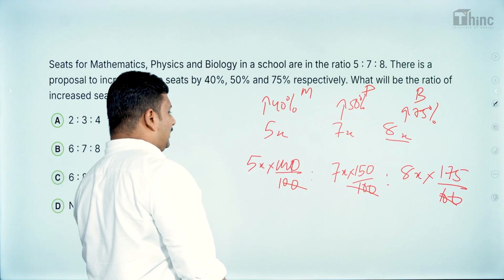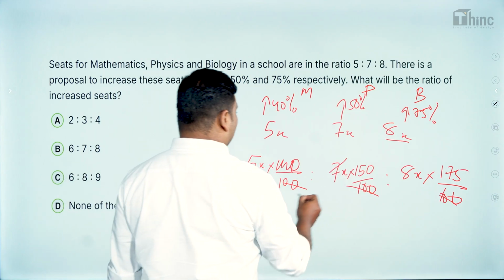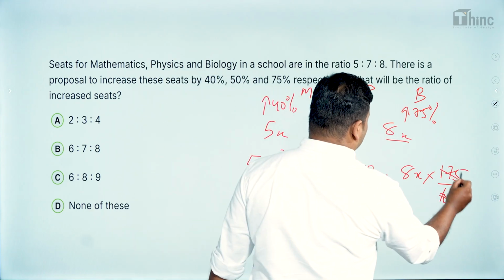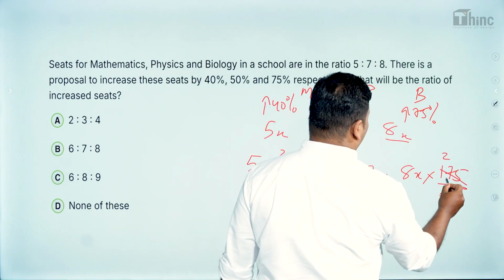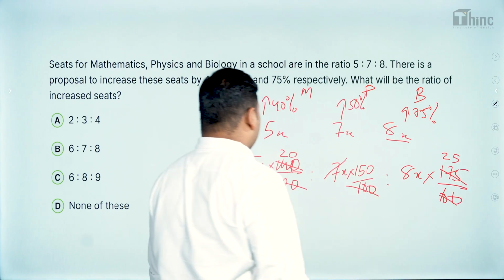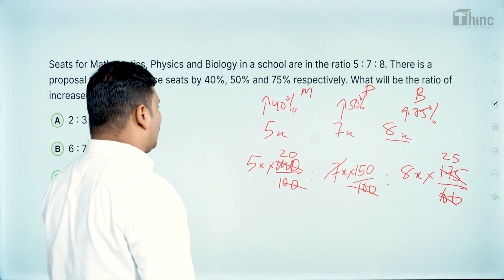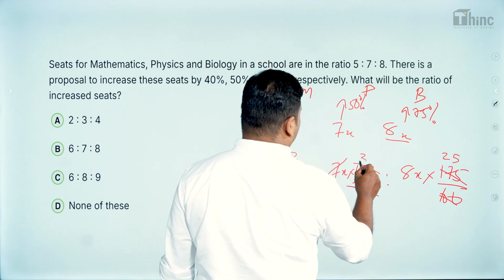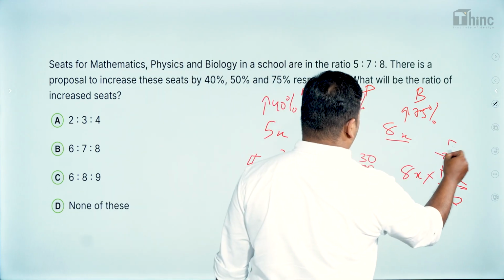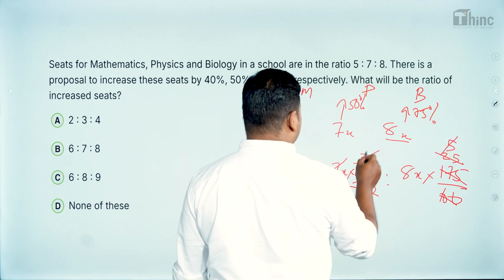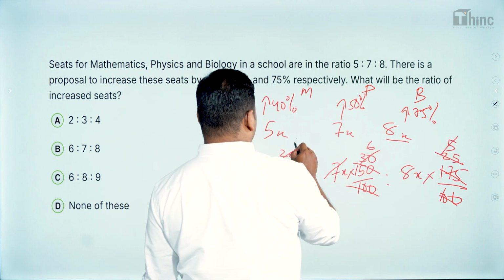Now what can we do? We can cancel 7, right? 7 from here and 140 and 7 cancels off and becomes 20. And 175 and 7 cancels off, 7 into 2, 14, 35, 25. Now we can cancel all these by 5, I think. So 5 cancels from here. So this is 30 and this is 5. Now again 5 cancels off. This 5 goes, this becomes 6, this becomes 4.